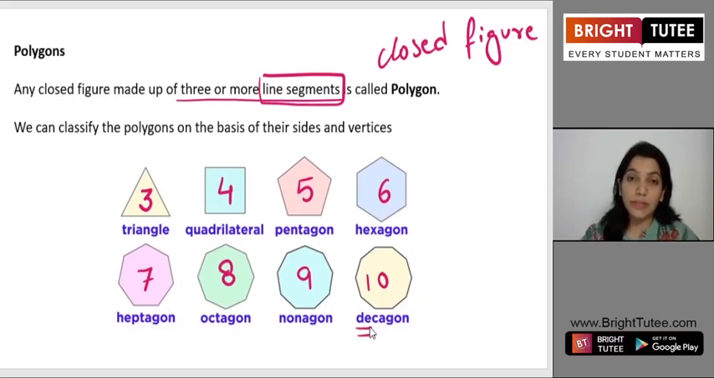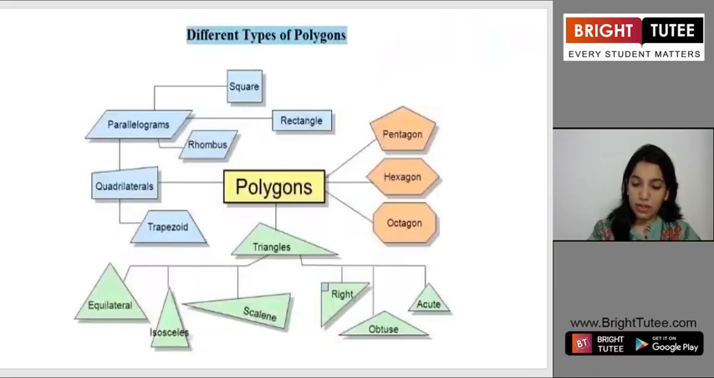So if possible, make sure that you do remember at least these names. At least these are not even 10 names. These are just 8 names that you need to remember. Okay. Now moving ahead. Here, different types of polygons are shown to you. I want you to look at this image for a couple of minutes and then we'll move forward. Look at this very clearly.